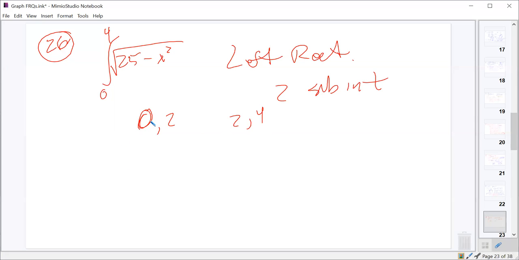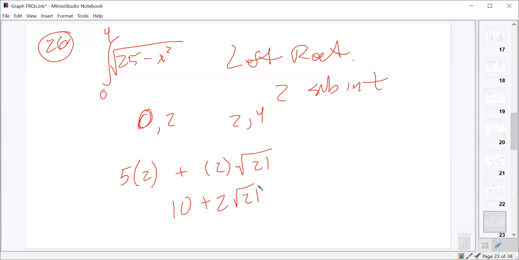this at 0. So the value of root 25 minus x squared at 0 is 5, and the length of that interval is 2. So that's the first piece of it, and the second piece of it is again 2, and then the value of this at 2, which is root 21. So it looks like it's just 10 plus 2 root 21. I guess we can write that out.